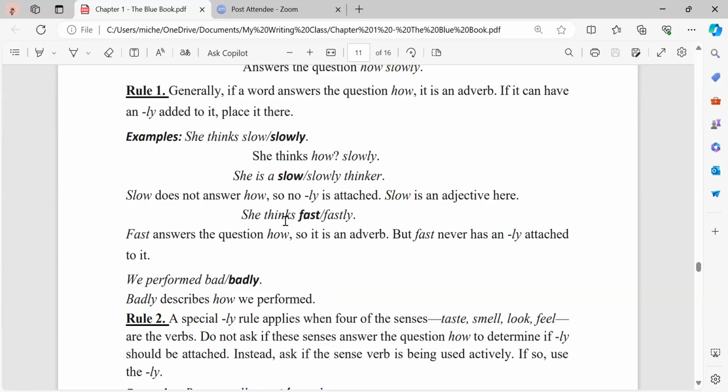So it is an adverb, but fast never has an ly attached to it. We perform bad or badly. So badly describes how we perform. Technically, how we think about this is we need to know if it describes the word how or not. This is not a common rule actually, but I used to think of it this way: perform badly describes how we perform, and it's at the end, describing the word previous to it. So that is why we add ly to it.